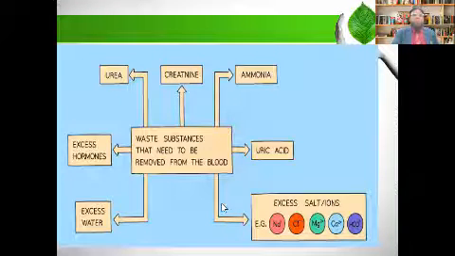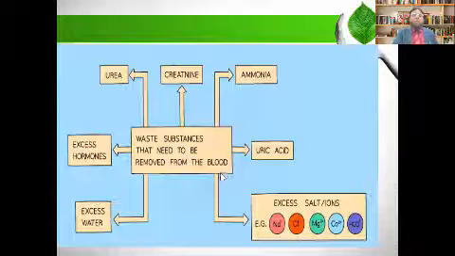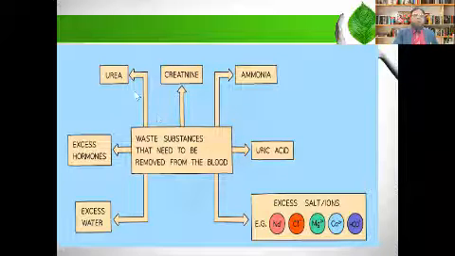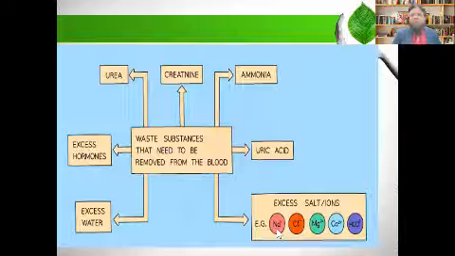Now come to the next slide. You can see here the waste substances that need to be removed from the blood. When the blood enters the kidney, which waste substances are removed by the kidney? Number one, you can see here the urea. The excess amount of urea is to be removed from the blood. Then excess hormones, excess water, and excess salts or ions. Which salts and ions are there? You can see in the diagram: sodium, chlorine, magnesium, calcium, and bicarbonate.